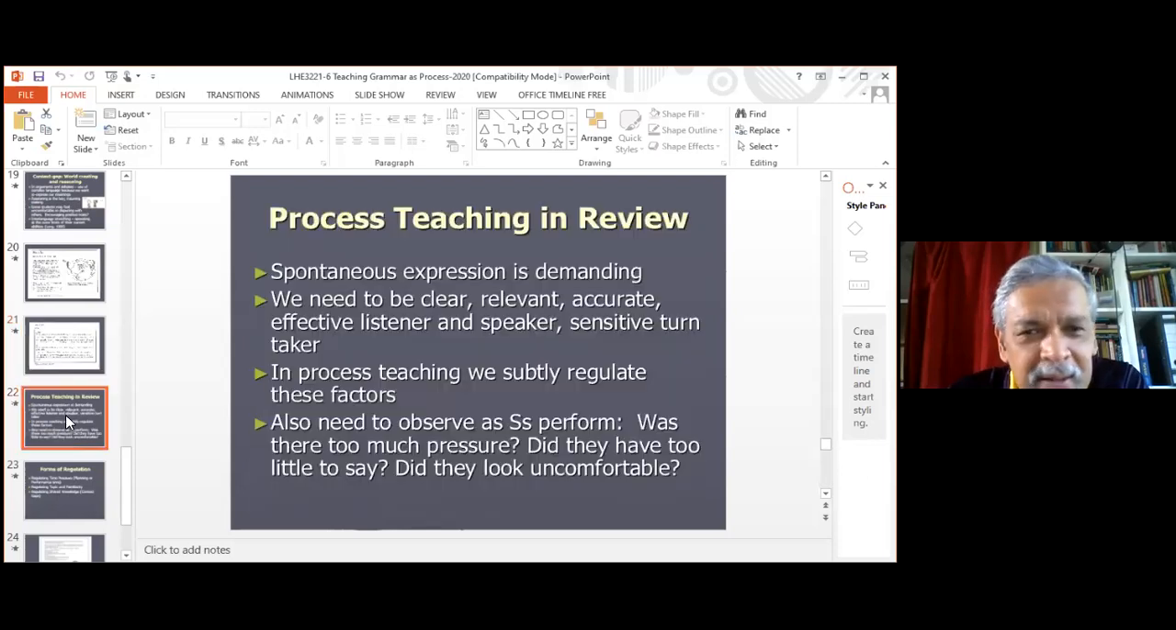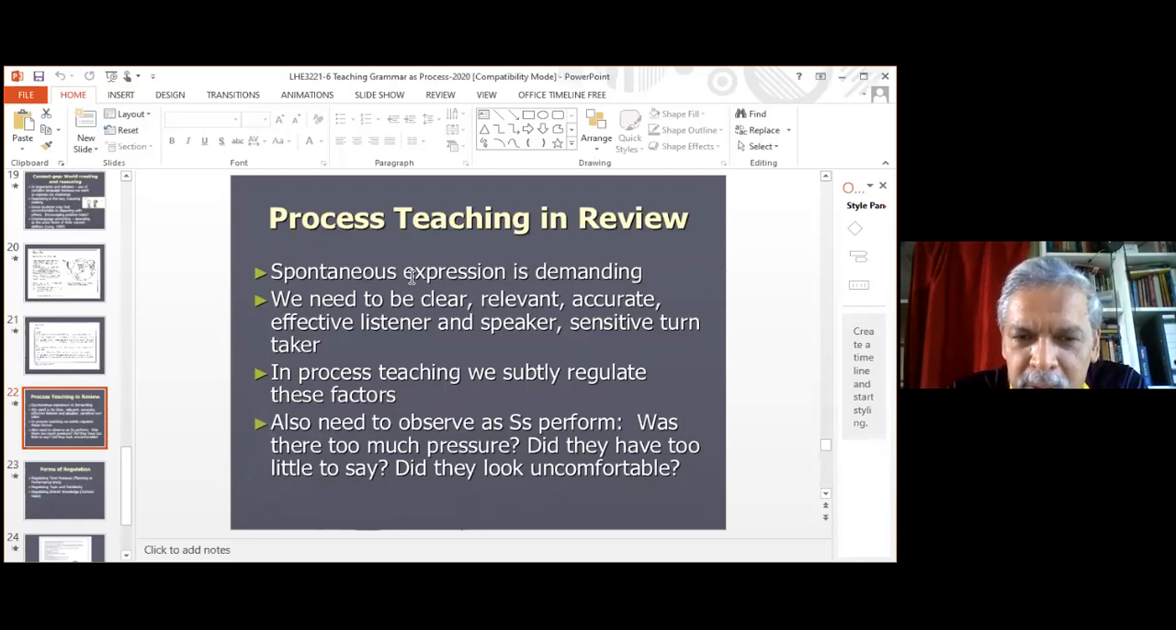Yeah, and this is a review, process teaching in review. Spontaneous expression is demanding, just talked about it. But at the same time, we need to be clear, relevant, accurate, effective, a listener and speaker, and also a sensitive turn taker. These are things that we need to, as a teacher, and also as students, as users of the language, help our students develop.